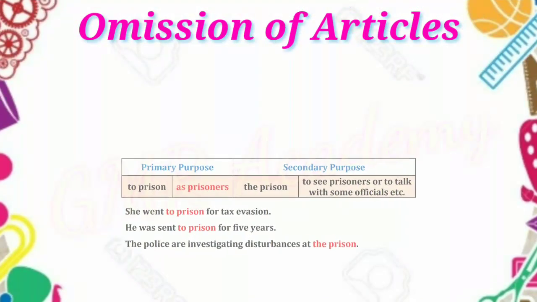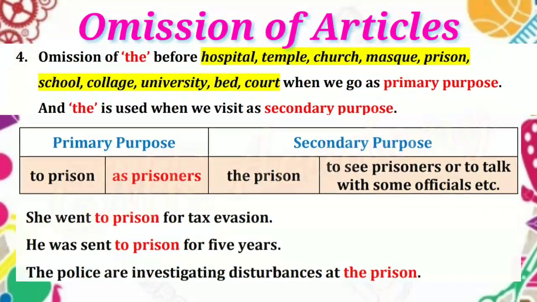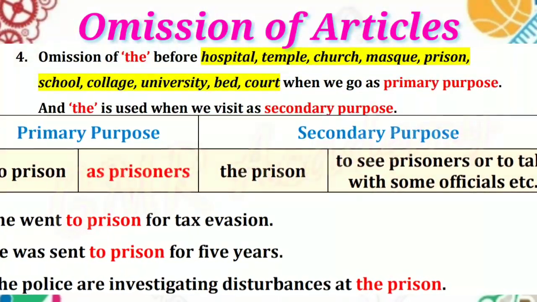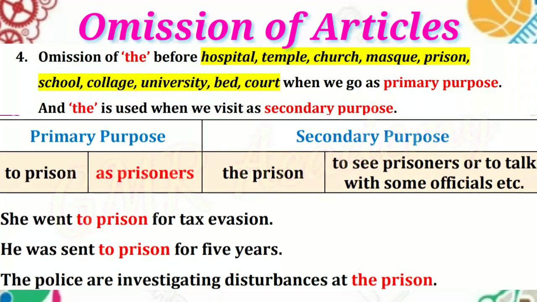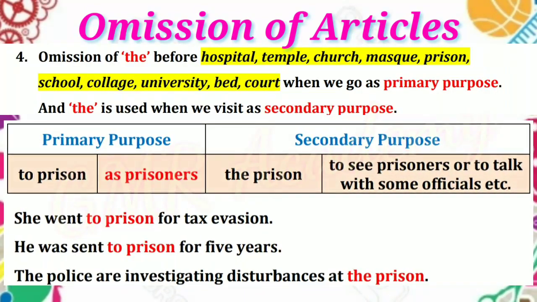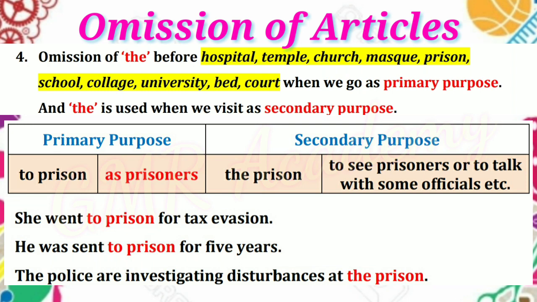The next one is prison or jail. The primary purpose of prison is to keep criminals in prison. Criminals means somebody who does some crime. So we never use a definite article before prison for the primary purpose. Secondary purpose. What is the secondary purpose? To see prisoners, to visit jail or to visit prison. For what? To see prisoners, or to talk with the prisoners, or to talk with some higher officials. So this is the secondary purpose. Then we should use the definite article "the" before prison or jail.